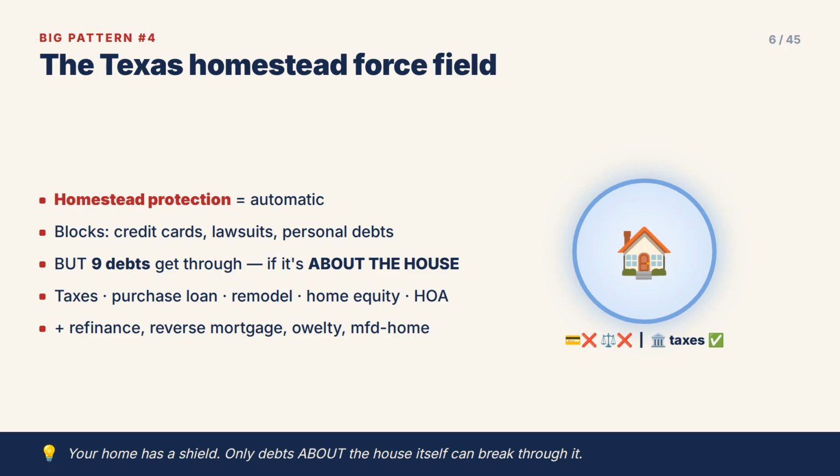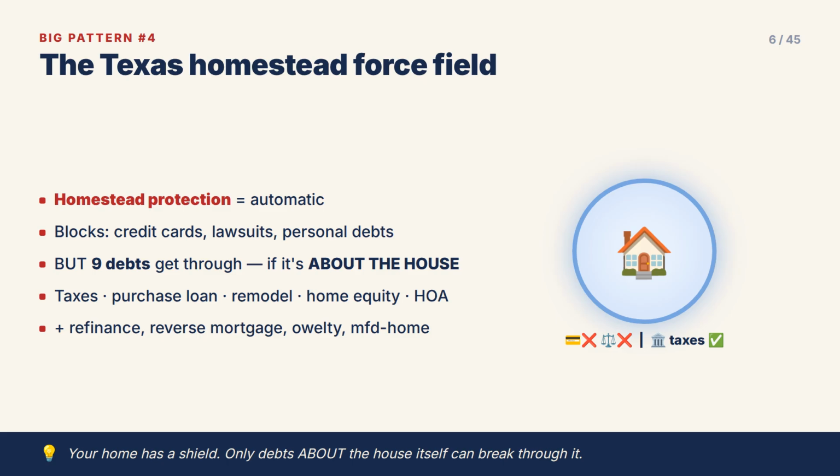Picture a force field around a Texas family's home. Credit card companies can't get through it. A business partner who wins a lawsuit can't get through it. A relative you owe money to can't get through it. That's Homestead protection, and it's automatic, no application needed. But 9 kinds of debt were built into the force field, and they can absolutely take the house.